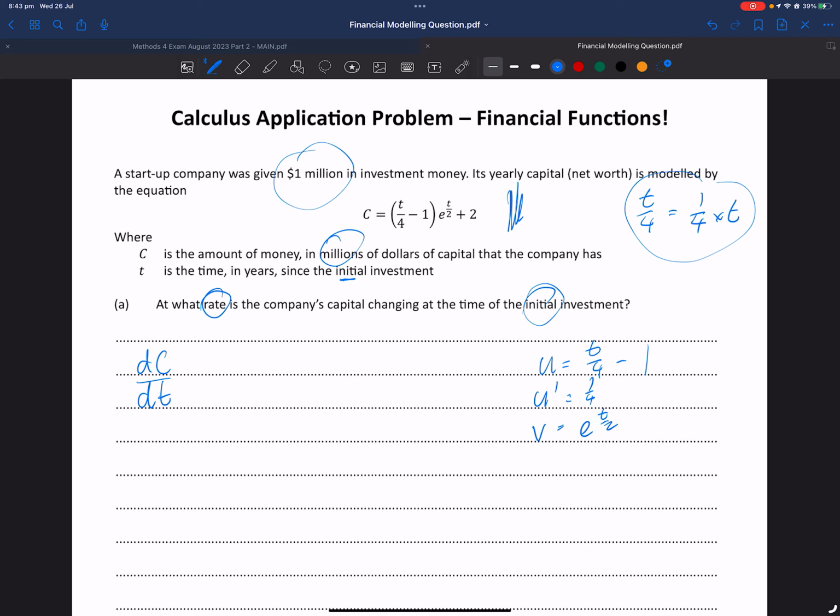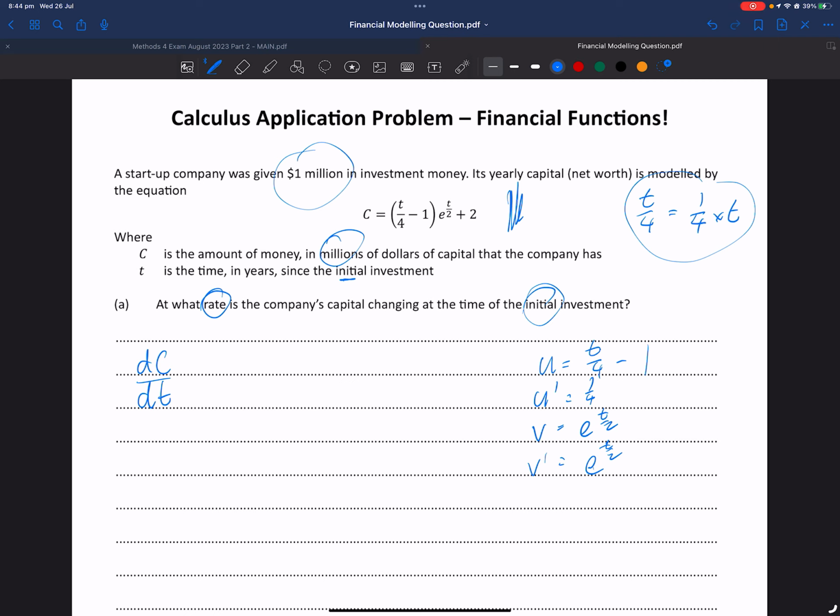Now, just be mindful that if e didn't have a variable as part of the power, it would just be a number. But because it's got a t there, I now know that that's going to be a power. Now, we know the derivative of e to the something is e to the something, as long as we've got some sort of variable there, like I was saying a second ago. So it's going to be e to the t over 2, like so.